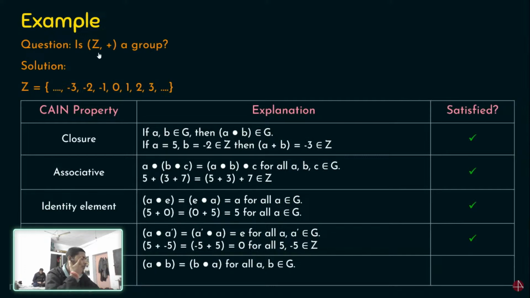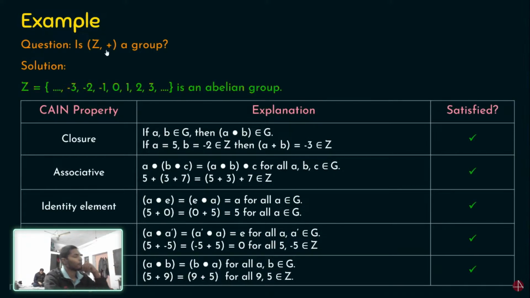Already we have answered this question: Z comma plus is a group. Now let's check whether it is an abelian group. For Z comma plus to be an abelian group, the fifth property, that is the commutative property, should be satisfied. Let's take any two numbers, 5 and 9, which belong to Z. Now 5 plus 9 is equal to 9 plus 5 obviously, and the result, which is 14, also belongs to this set, right? So obviously the fifth property, the commutative property, is also satisfied. We can say Z comma plus is an abelian group. The answer for this question is Z comma plus is a group, and also it is an abelian group.